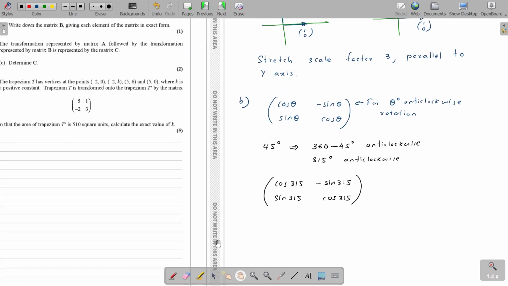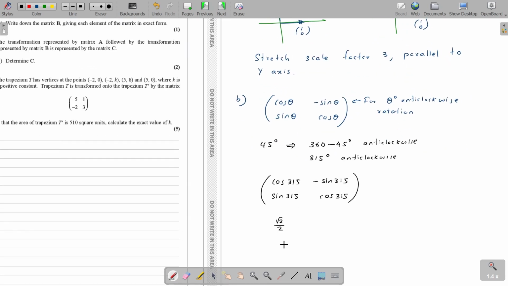Root 2 over 2. The other one? Check the signs. Sine 315 is minus root 2 over 2, right? Because it's in the third quadrant. Yeah, sorry, fourth quadrant. And then minus sine 315 is plus root 2 over 2. Cos 315 is plus root 2 over 2. So this is the matrix just for 1 mark. Actually, you don't need to write any of these things. Just writing this is perfectly okay. It's just 1 mark. They only want to see this. So this is our extra working and the thought process. I have written the thought process here.